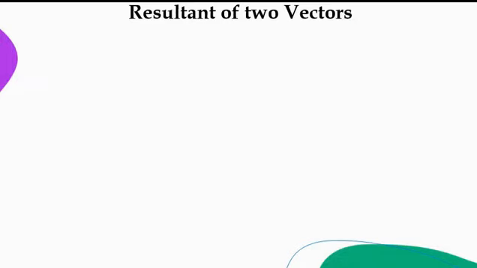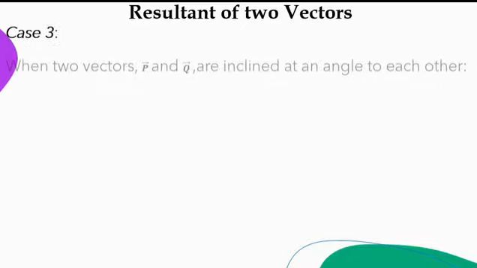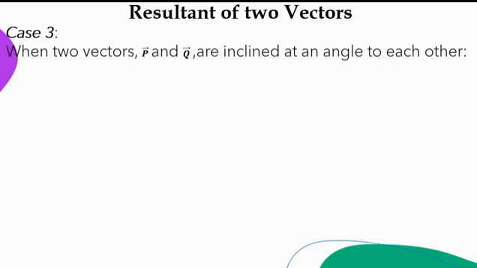So in lesson 2, we started talking about the resultant of two vectors. Here we are going to continue with case 3. Refer to lesson 2 for cases 1 and 2. So in case 3, if we have two vectors inclined at an angle with respect to each other, how do we find their resultant? This is what I mean.